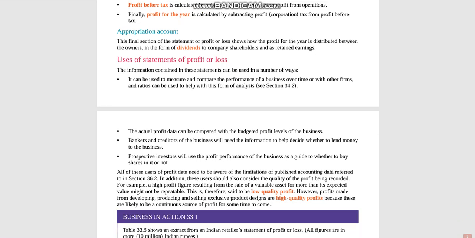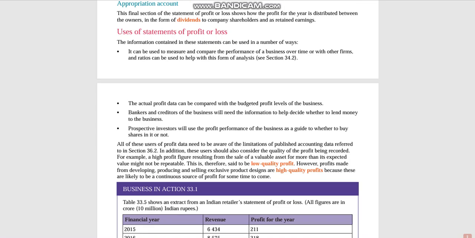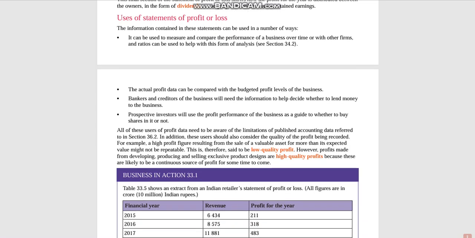All right. So then we have uses of statements of profit or loss. How can you use these statements to your advantage? They can be used to measure and compare the performance of the business, as I've already discussed before. When you are a business owner, you will see how much you're achieving, right? You'll be like, how much am I earning? How much am I losing? How much can I make more? So this is what you can use to gauge yourself. And then you can see what your budget was and how much the profit data actually reveals, like what you expected and what you actually got.